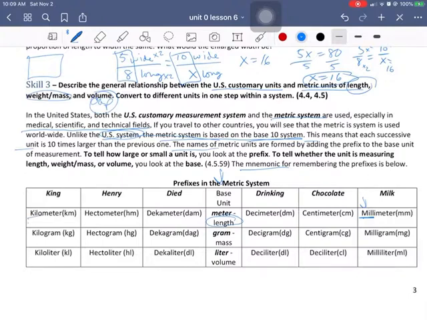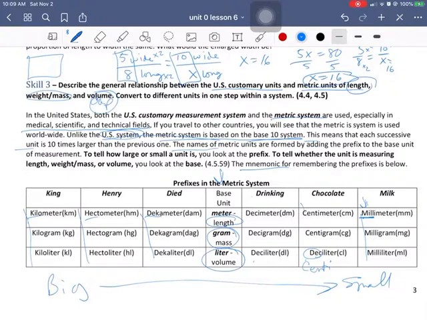So kilometer, hectometer, decameter. King Henry died. All the D's, all the H's, all the K's, no matter what the base is, right? These are also D's, C's, and, there's a typo, sorry. That's supposed to be centi. And M's, okay? So King Henry died drinking chocolate milk is the order from big to small.